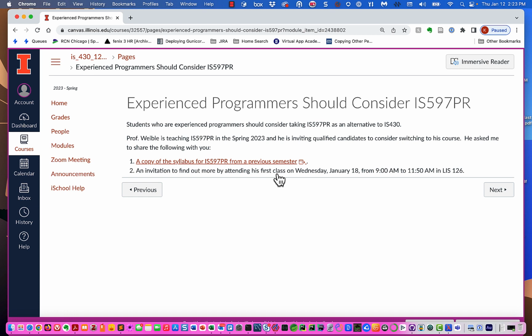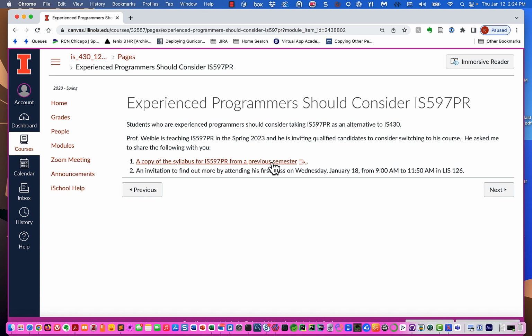He's teaching it in the spring. He's got quite a bit of room, so you're welcome to consider switching. He asked me to share the following with you. A copy of a syllabus, I think from the fall, and there's a link here to get to that. And he's invited anybody who wants to know more to just come to the first class, which is on Wednesday of the first week. It's, I believe, Wednesday, January the 18th, from 9 a.m. to 11:50 in room 126 in the LIS building.